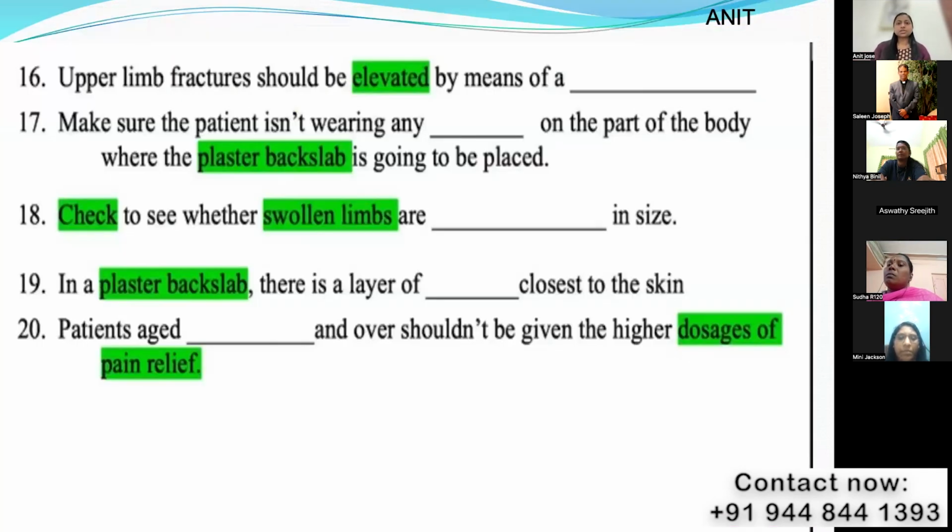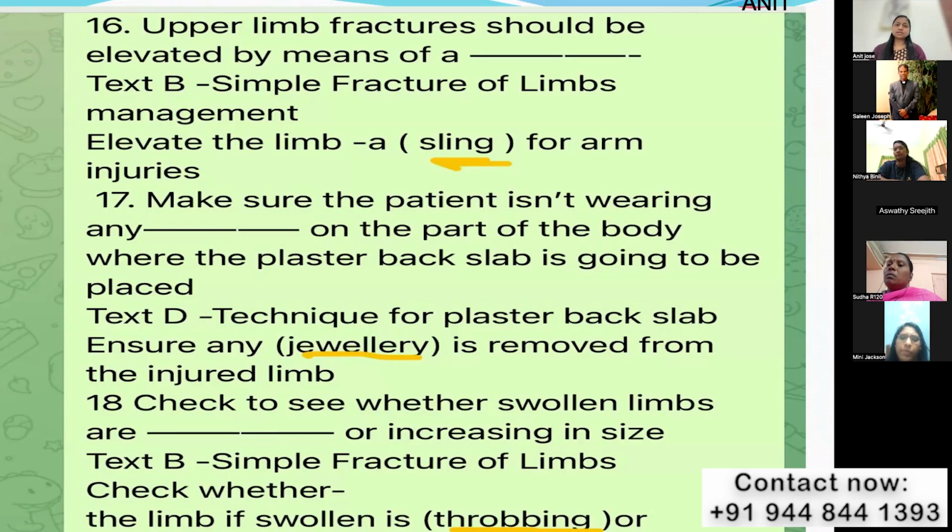Then question number 18. Check to see whether swollen limbs are dash or increasing in size. Here keywords are check to see and swollen limbs, and also the conjunction or is used here. So as our strategy, if you find any conjunction, you need to mark it. You may get the answer from those expressions. Example, wounds or swelling, nausea and vomiting. So here we can see that keywords from the text B. That means it comes under assessment.